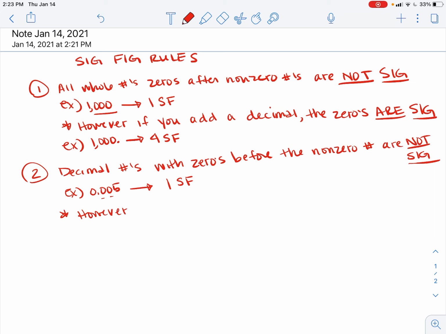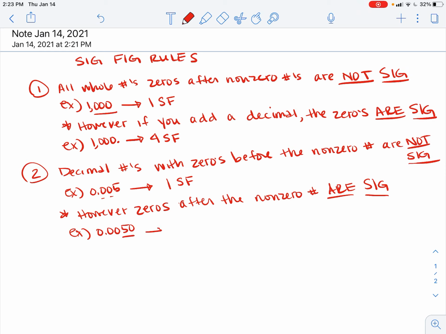However, zeros after the non-zero number are significant. So an example would be like that. It would be 2 significant figures.